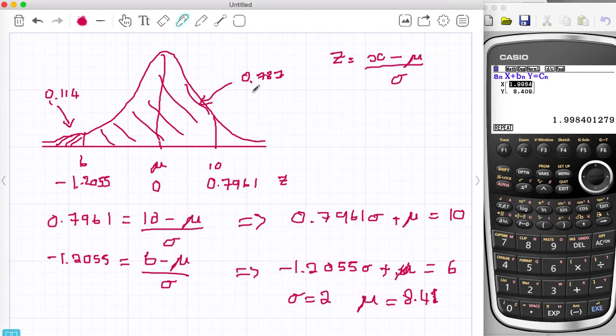The key is to have a good diagram and understand the z numbers and the standardized values, and how I can get these standardized numbers from the area.